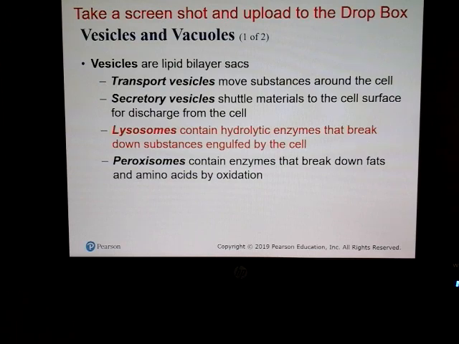And for this one, guys, we're looking at vesicles and vacuoles. And I want you to be aware of the fact that lysosomes will contain hydrolytic enzymes that break down substances engulfed by a cell. So for this chapter, guys, please note, there's 2 screenshots I'd like you to upload. And I'm just trying to make sure you're going through all of these slides.